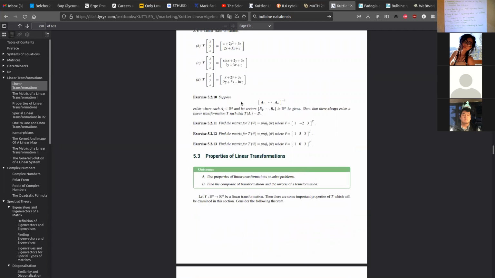So here's a theoretical question, right? Suppose you know that the inverse exists, show that there always exists a linear transformation. That one may not be too bad. It's a theoretical one. I would know some general arguments behind something like that.